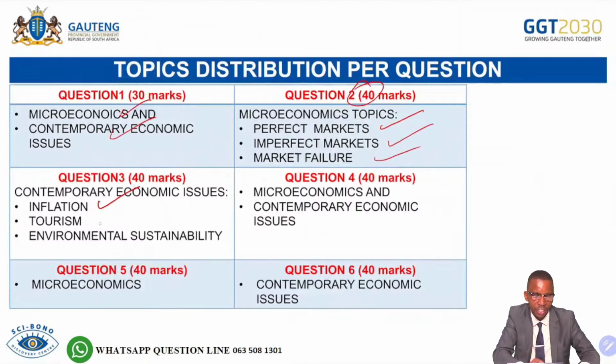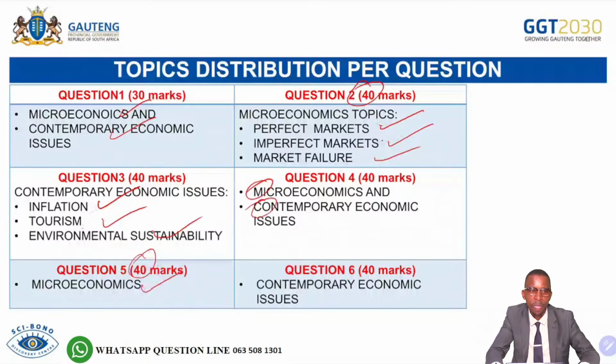We come across inflation, tourism, and environmental sustainability. In our question 4, we have the combination of both microeconomics and contemporary economic issues. So that means you have perfect markets, imperfect markets, and market failure going together with inflation, tourism, and environmental sustainability. And then we have question 5. In our question 5, we have 40 marks, which is an essay, section C. It's only microeconomics. So if you want to answer question 5, you must ensure that you are fully informed about all essays of microeconomics. Then question 6, which is 40 marks, contemporary economic issues.